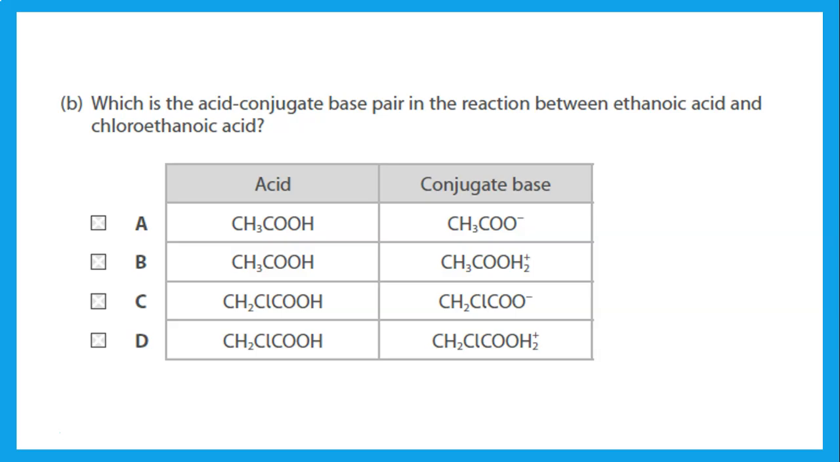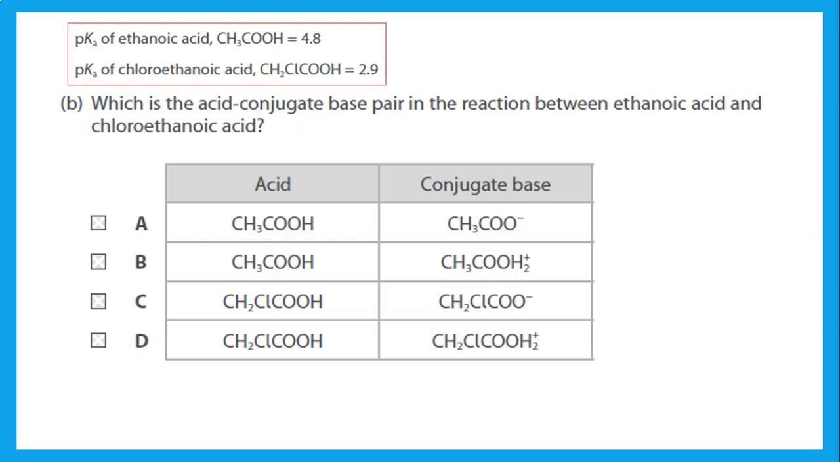Which is the acid conjugate base pair in the reaction between ethanoic and chloroethanoic? So we have ethanoic acid plus chloroethanoic. Which of these will act as an acid and the other will act as a base? Remember, we look at the pKa's of these two weak acids, and you should know that the one that has higher pKa is less acidic.